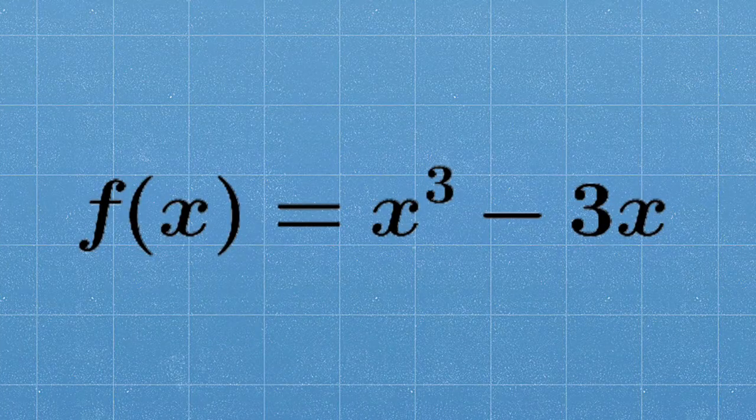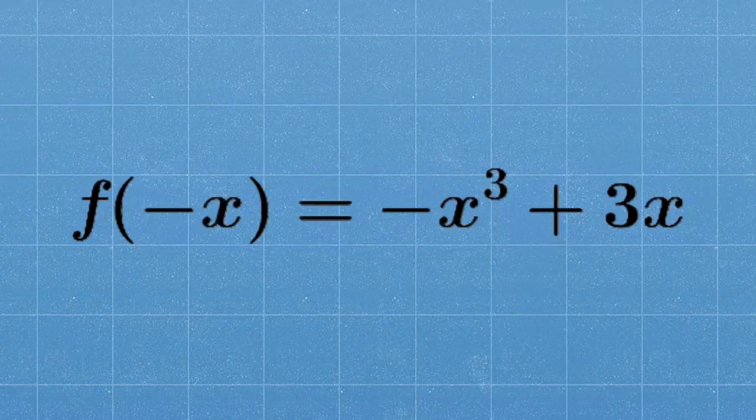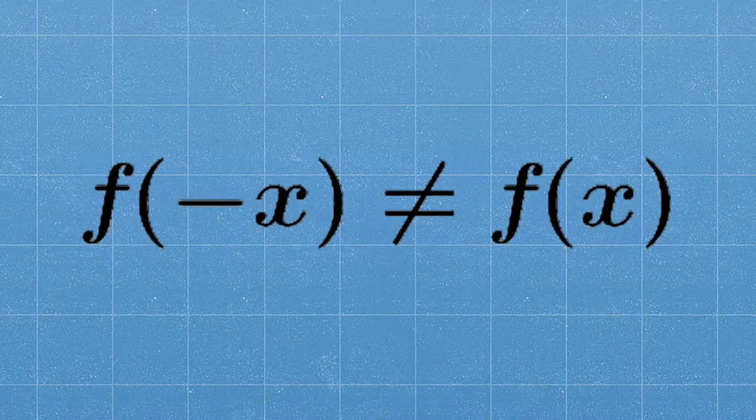Consider the function you see before you. Is it even or odd? To test, we replace all x's with negative x. When we simplify, we have the following equation. Since this equation is not equal to the original function, we know that the function is not even.